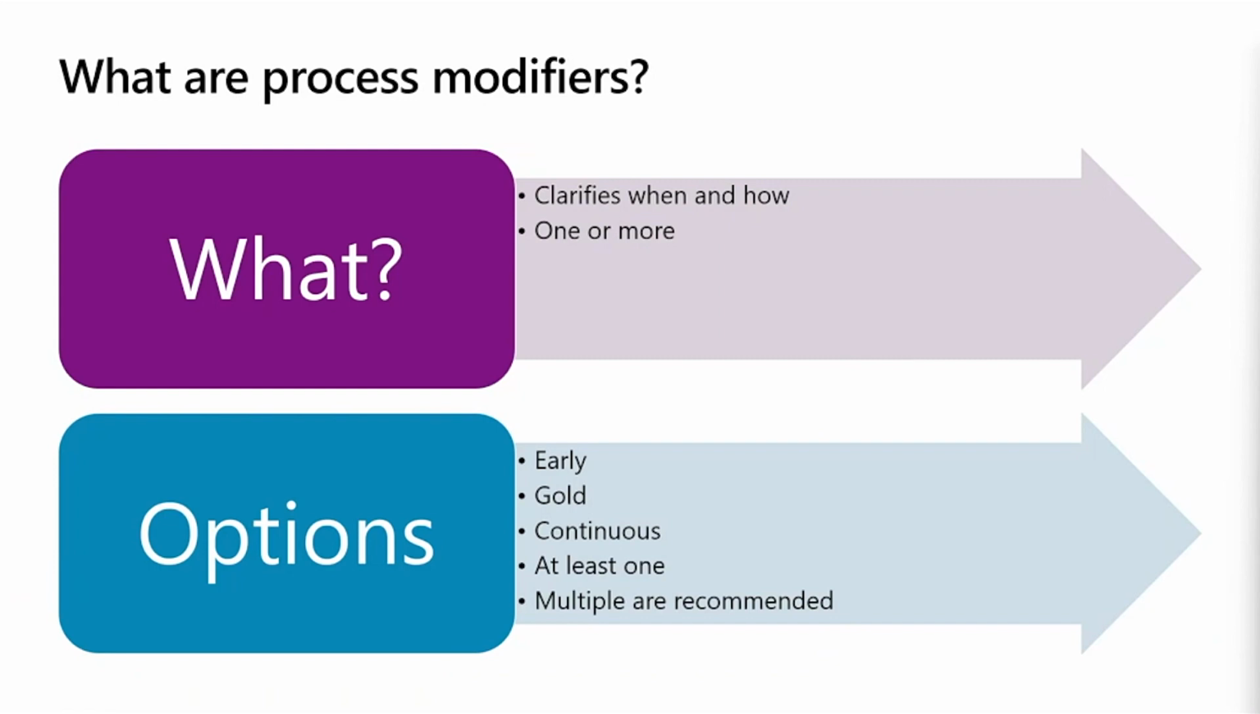Continuous means it's something that you do continually. Oftentimes, operational steps are continuous, but they may not be. It might be something that is done once a month or once a quarter or once a year, and those would not be continuous. At least one means that you need at least one of these in order to set up and use the system, and multiple are recommended means that we recommend that you have more than one of these set up for the most optimal configuration of the system.